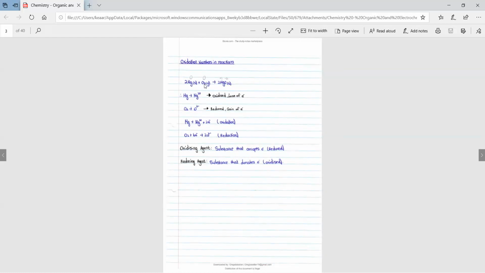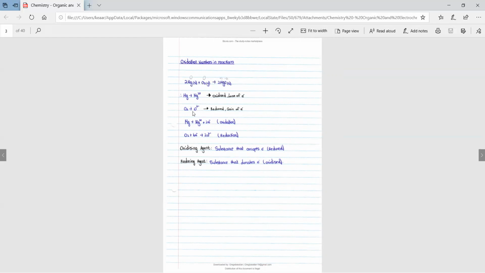Just a side note to remember, O2 over here is the diatomic molecule of oxygen. The whole molecule has a charge of 0. That is why it's 0 over here. In this case, oxygen is bonded to magnesium and therefore has -2. So it's important to remember the difference.